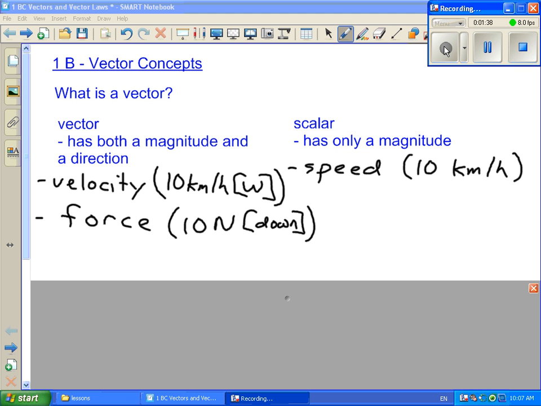Another example of a scalar is something like energy. We might have energy of 5 kilojoules. There's no direction that this energy is going in. If we were talking about a change in energy, then we could start talking about which direction it's moving. But if we're just talking about the amount of energy, we're only interested in the magnitude, so it's a scalar quantity.